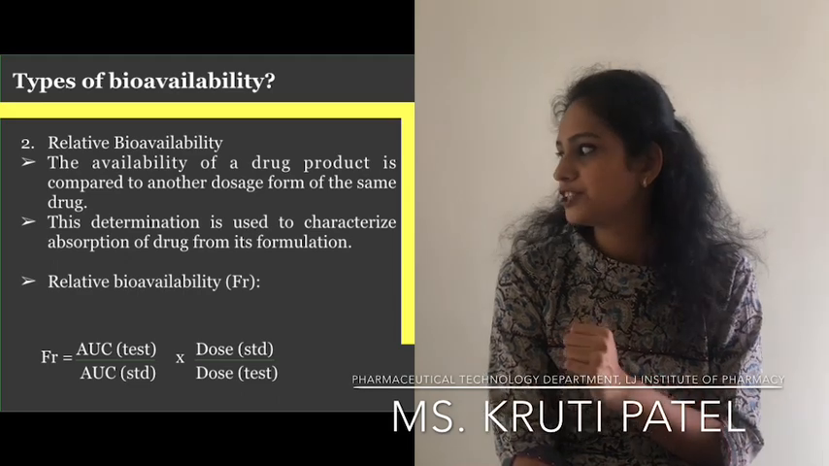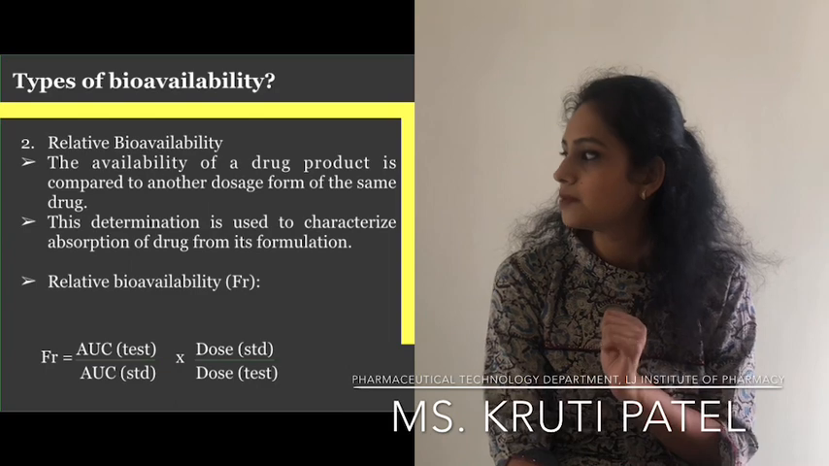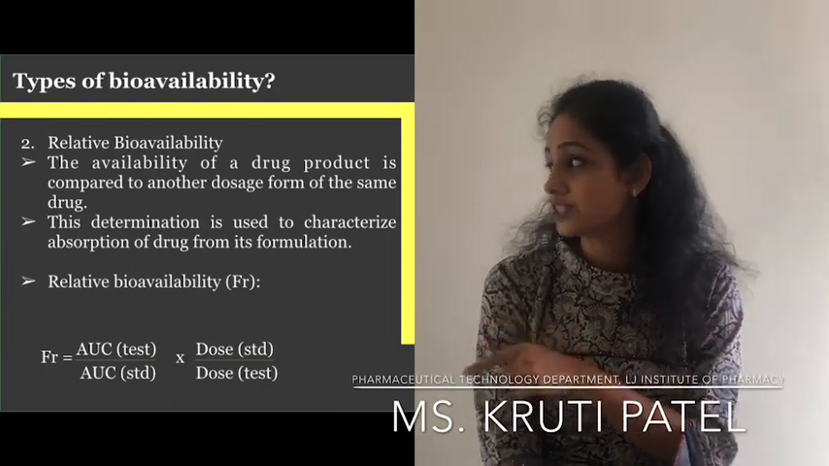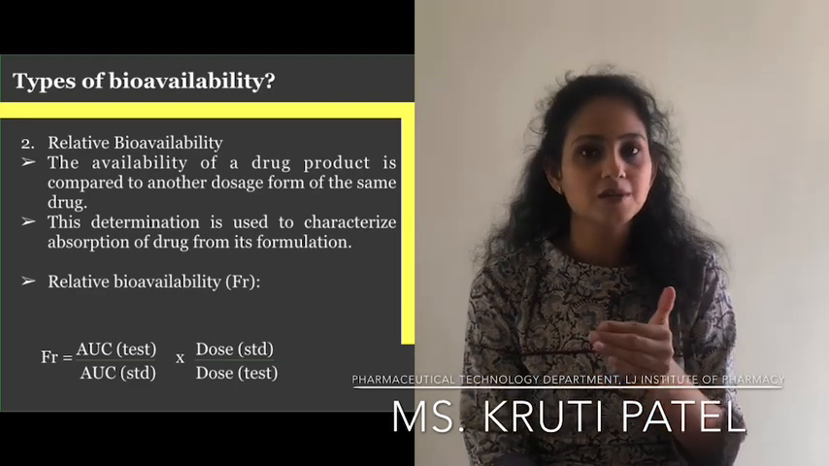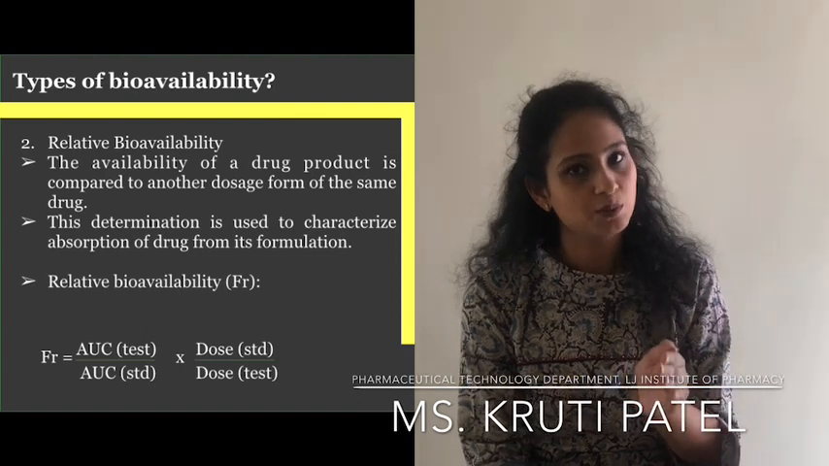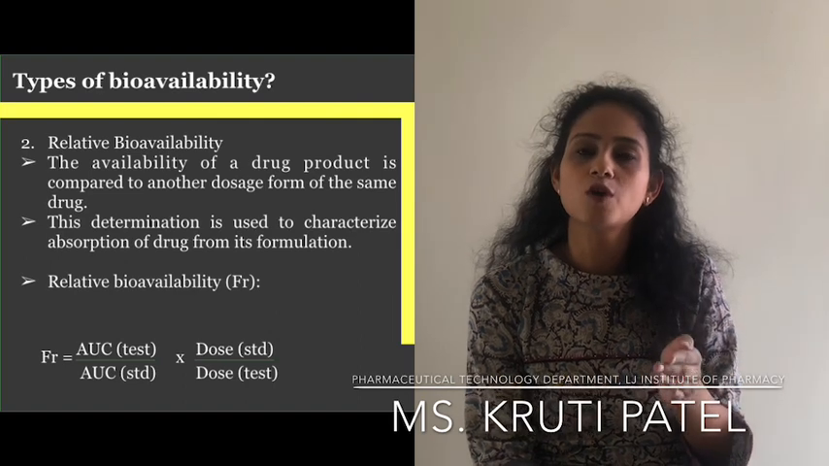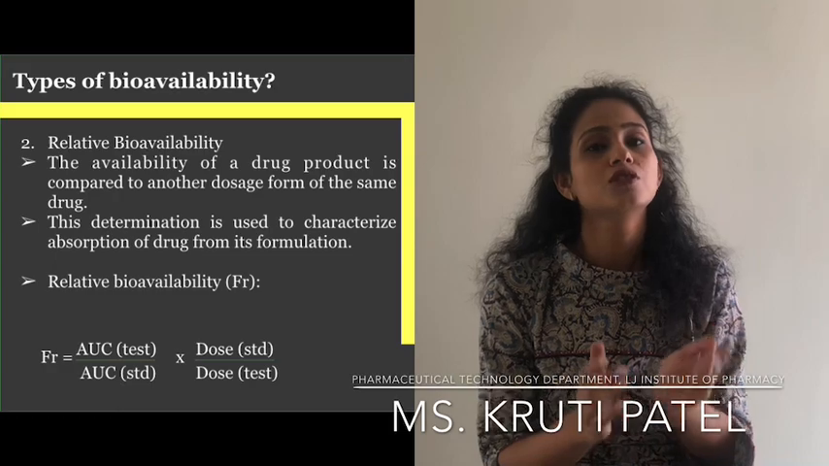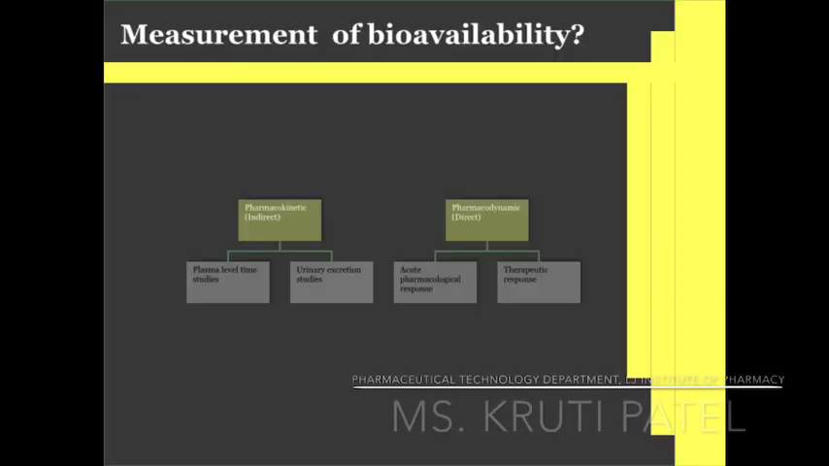So if you look at the equation, then FR is equal to AUC test upon AUC standard multiplied by dose standard upon dose test. Now standard means any dosage form of which you know the bioavailability, so that will be taken as standard. And test means any dosage form of which you want to determine the bioavailability, so that is test. Okay, so this was all about relative bioavailability. Next part is measurement of bioavailability.